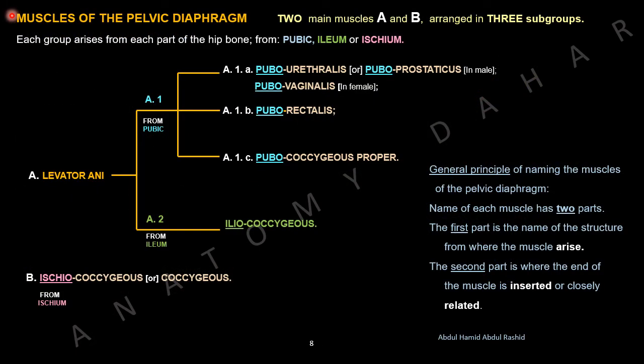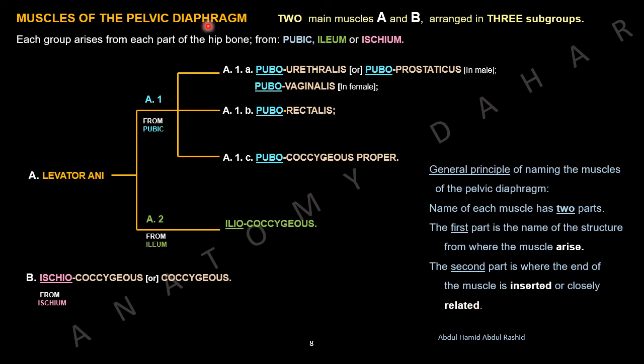Muscles of the pelvic diaphragm. General principle of naming the muscles of the pelvic diaphragm. The name of each muscle has two parts. The first part is the name of the structure from where the muscle arises. The second part is where the end of the muscle is inserted or closely related.